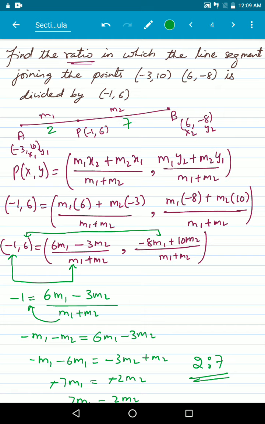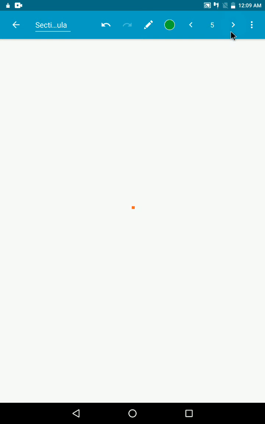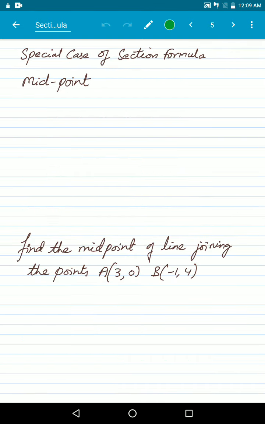Okay, I hope you understood this problem. Now let us learn a special case of the section formula, that is the midpoint.